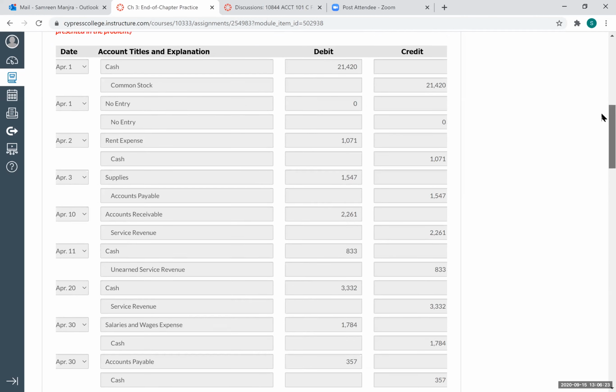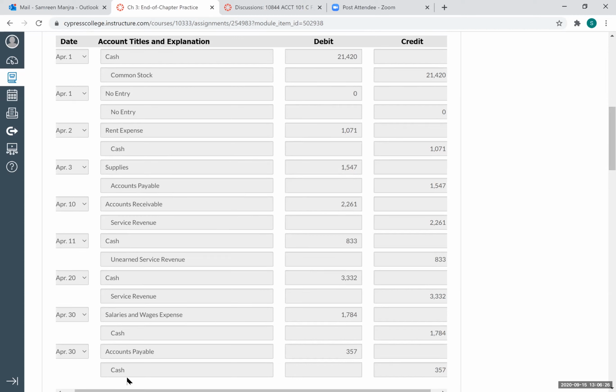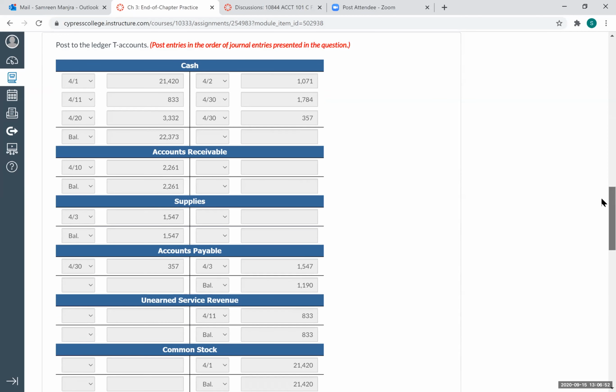So for example, on April 1st, we have a transaction that impacts cash and common stock. So in my T accounts, I'm going to note the first thing is on April 1st, I impacted cash and the debit amount is $21,420. So when I scroll down to my Ledger T accounts, for cash, I'm going to include the date of April 1st, and I will include that amount of $21,420.